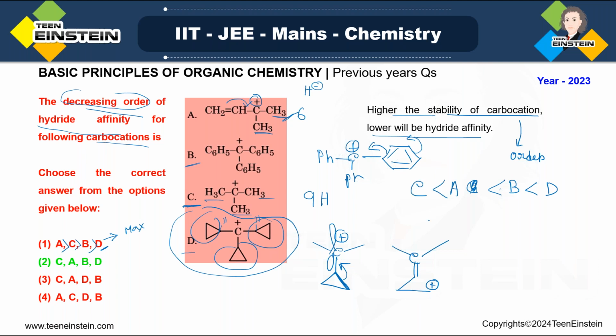Why is it A? Because see, in C and A, if you compare, the two methyl groups present in both cases are common, but here we have one CH3, here we have a C=C double bond, and obviously the resonance factor you have to give more preference. So that is the reason this will be the stability order of carbocation. Now if this is the stability order of carbocation, the hydride affinity order should be the reverse, and that is why option 2 should be the correct option.